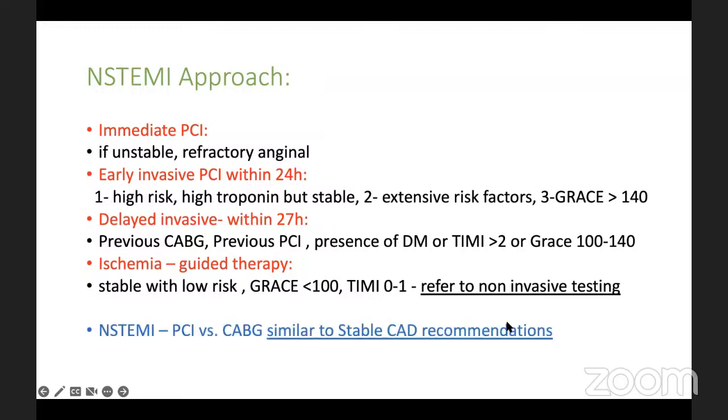Okay, in general, NSTEMI patients, PCI versus CABG, have similar indications to stable patients with stable coronary artery disease. Meaning if they have left main disease, multivessel disease, or proximal LAD disease, you will favor CABG over PCI. This is not the case with patients with STEMI, where you will favor PCI over CABG, except in certain indications.